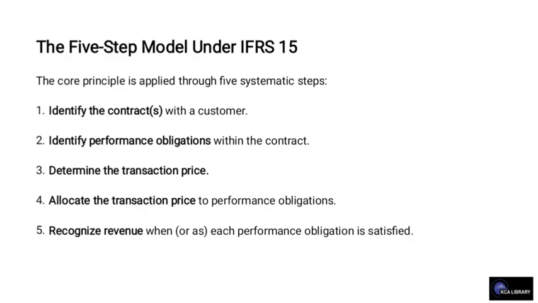Let's look at the 5-step model under IFRS 15. The core principle is applied through 5 systematic steps. The first is identifying the contract with a customer. The second is identifying performance obligations within the contract. The third is determining the transaction price. The fourth step is allocation of the transaction price to performance obligations, and lastly, recognition of revenue when or as each performance obligation is satisfied.